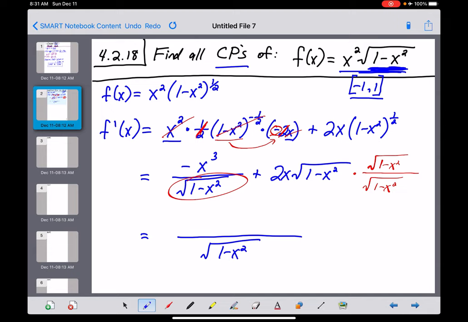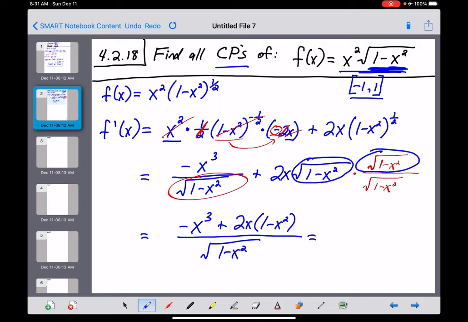And in the numerator now, we're going to start with this negative x cubed out in front, and then when I move on to the second one, something cool happens right here. Didn't really intend that. This square root of 1 minus x squared times this square root of 1 minus x squared is just 1 minus x squared. The radicals are gone. So it's a plus 2x times 1 minus x squared.